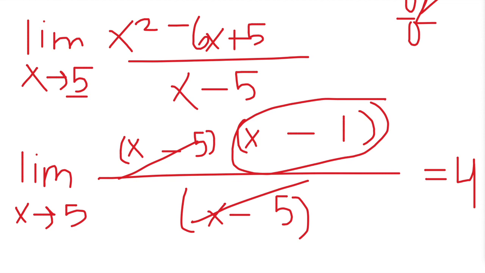So whenever you're working with limits, the best way is to simplify first before you plug in anything. But if you're unsure if you have to simplify or not, you can plug in the number. If you get 0 over 0, then that means you have to simplify. Okay, let's do the next problem.